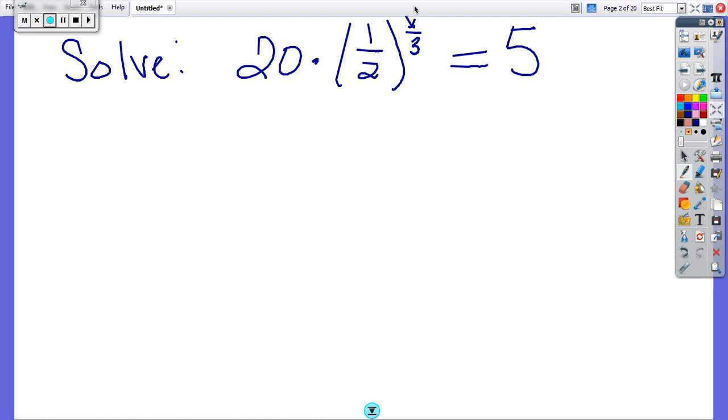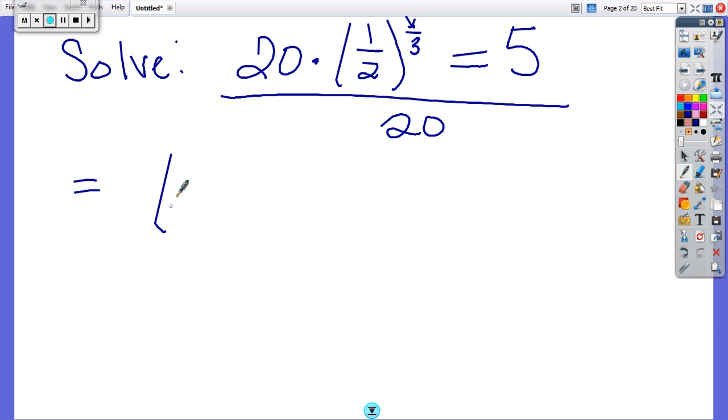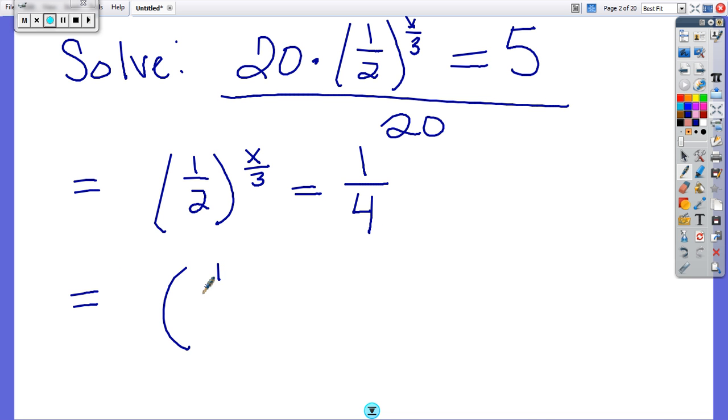Again, we're solving for x. It's up here in the exponent, so we need to get that x by itself first. The first thing we're going to do is divide everything by 20. So if I divide everything by 20, I'm going to be left with 1/2 to the x over 3 equals 1/4.